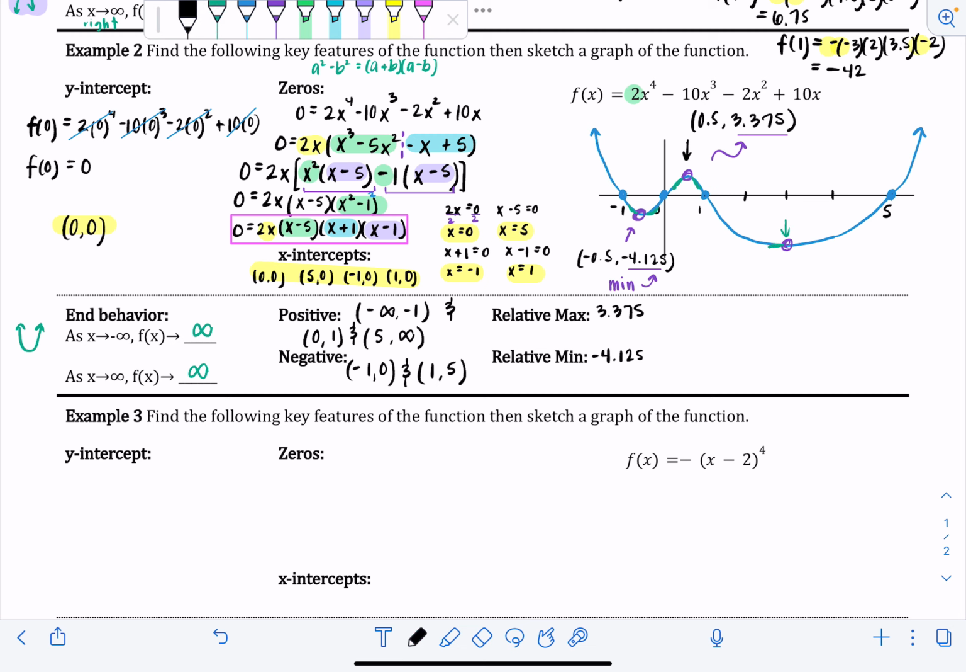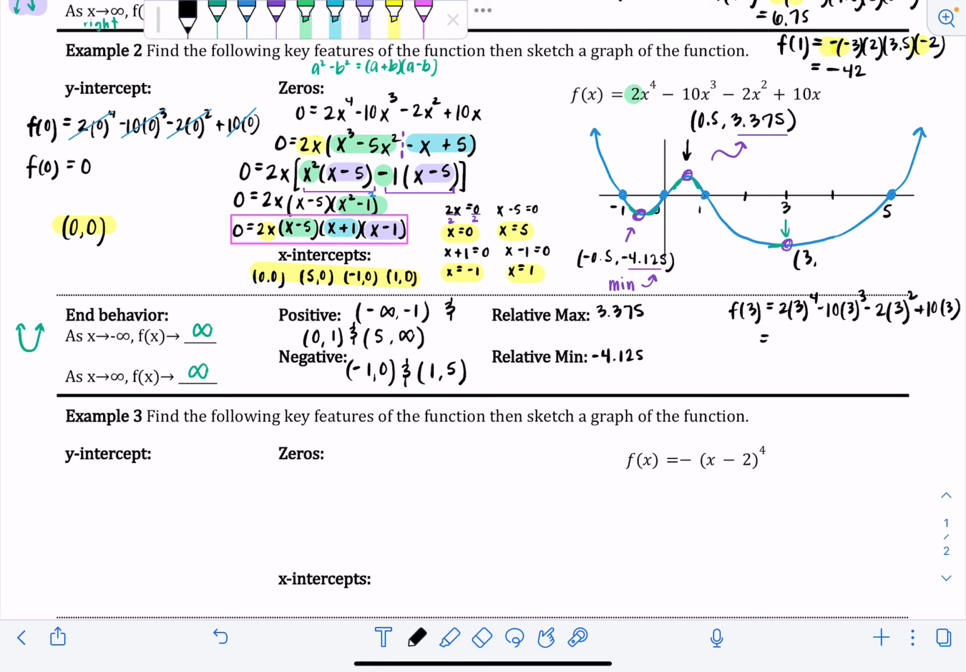We can say that is at approximately x equals 3, so 3 comma something. To find what the actual height of the point is, what the y value is, I have to substitute that 3 into the function. So f of 3 is equal to 2 times 3 to the fourth power minus 10 times 3 to the third power minus 2 times 3 squared, and then plus 10 times 3. And again, you don't have to pick x equals 3, it just has to be between 1 and 5.